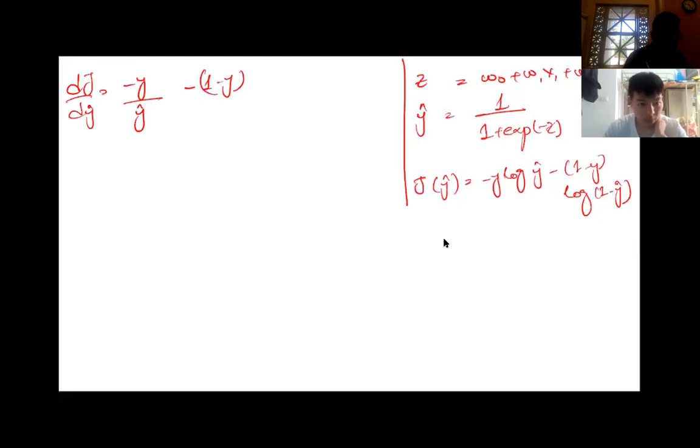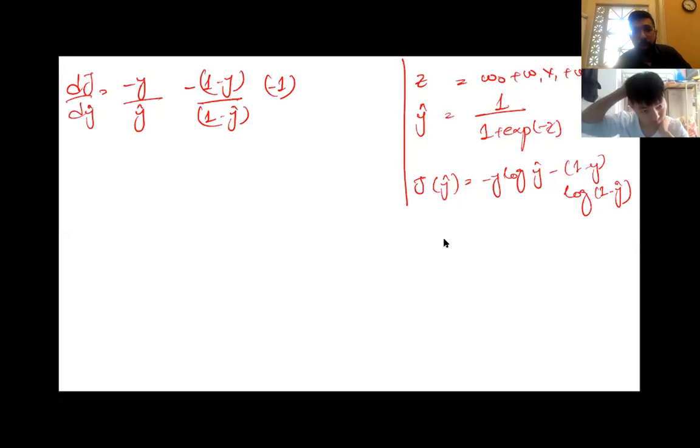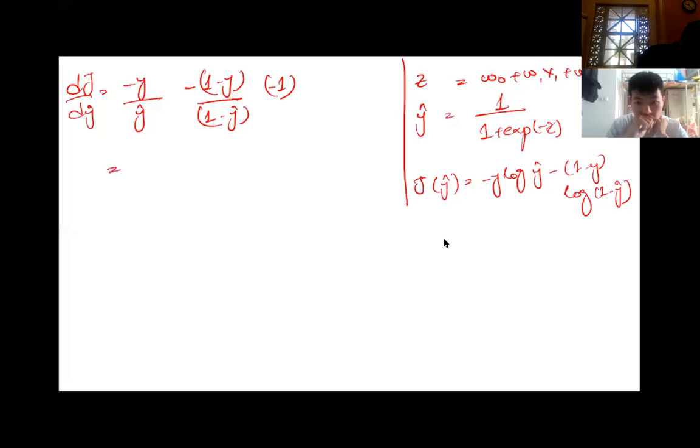The derivative of log of 1 minus y hat with respect to y hat is 1 divided by 1 minus y hat times minus 1. Again, I've applied chain rule. So you take the derivative of log of 1 minus y hat with respect to 1 minus y hat, which is exactly equal to 1 divided by 1 minus y hat, and then the derivative of 1 minus y hat with respect to y hat, which is minus 1. Okay? So this becomes minus y divided by y hat plus 1 minus y divided by 1 minus y hat.